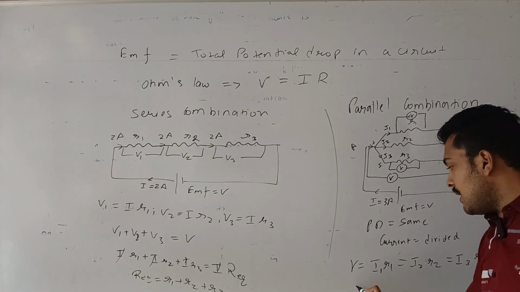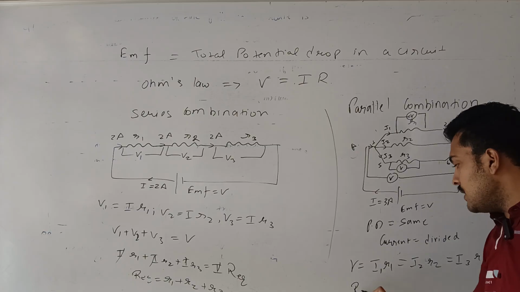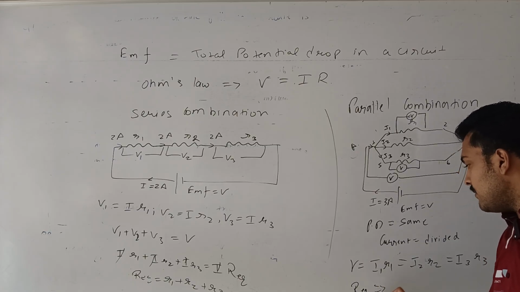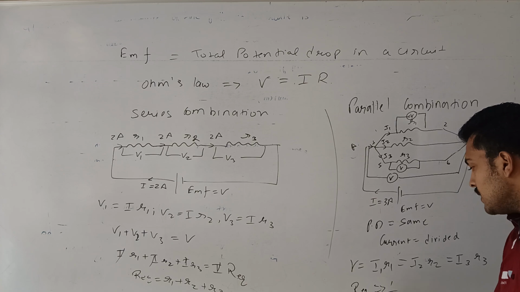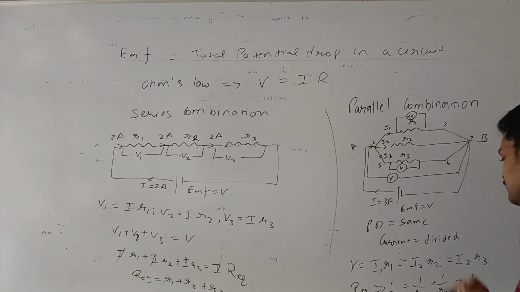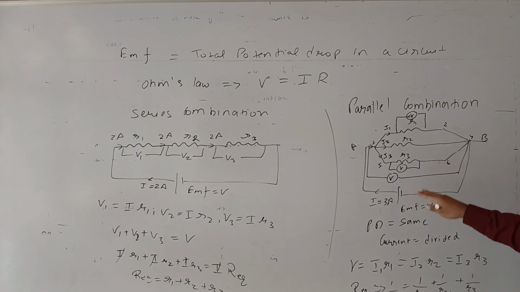And we have to find the R equivalent. So 1 upon R equivalent is equal to 1 upon R1 plus 1 upon R2 plus 1 upon R3. So this is the formula for the equivalent resistance in the parallel combination: 1 by R1 plus 1 by R2 plus 1 by R3 is equal to 1 by R equivalent. So we will take the LCM.